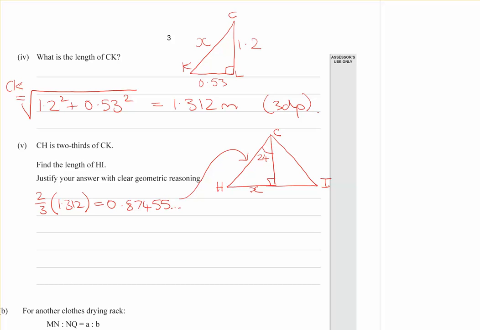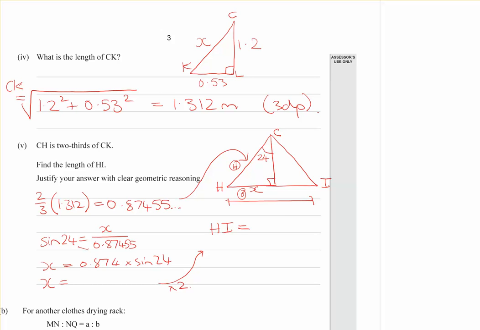And I want to find x now. So there's the hypotenuse. Opposite, we're using sine. Once again, we're multiplying the two. I haven't worked that out, but what I do know is that the length of HI will be twice that. So if we take that number, times it by 2, we should end up with 0.714.